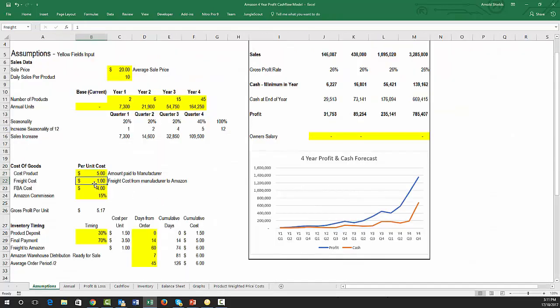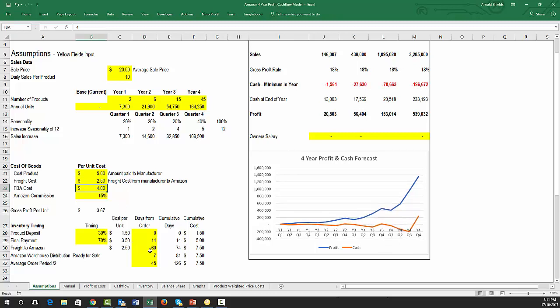Then we've got the freight cost. Now, let's say that's sea freight. So that's the cost of getting it from the manufacturer to Amazon's warehouse. Now, we might assume that's a sea freight cost at $1 a unit, but let's say we were sending it by air and it was $2.50.